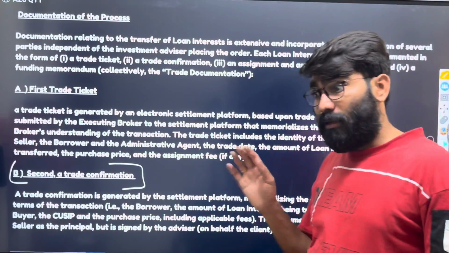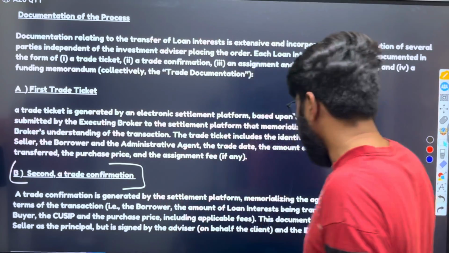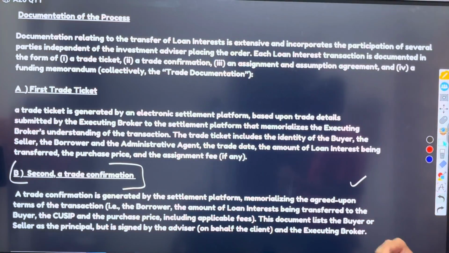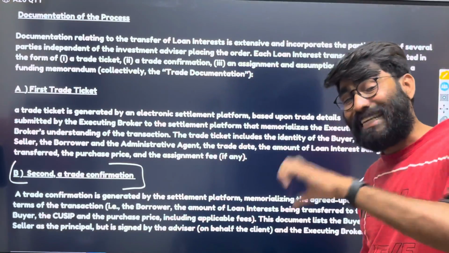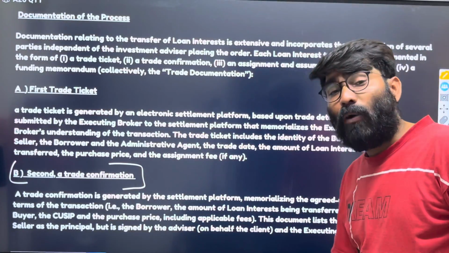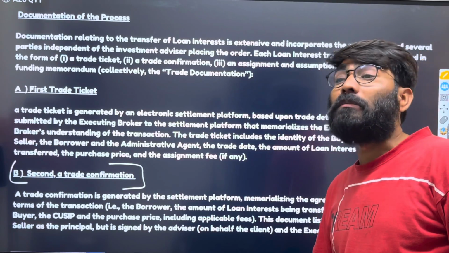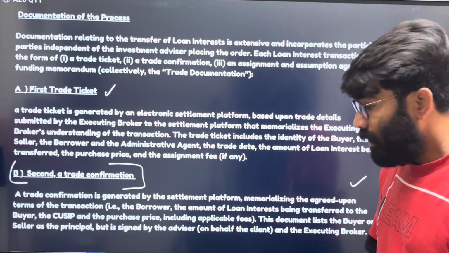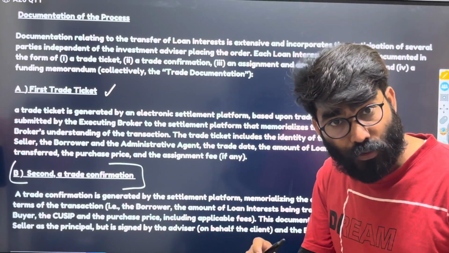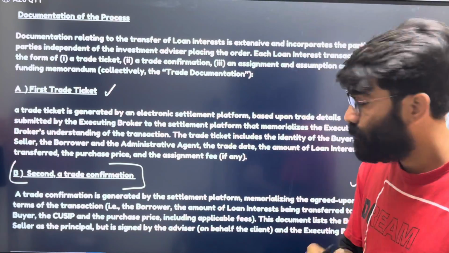But when will it be treated as agreed? When the buyer and seller, or their authorities, sign the documents, only then will it be considered that both counterparties have agreed with the terms and conditions defined in the trade ticket, right? That's why it becomes very important to understand the process.